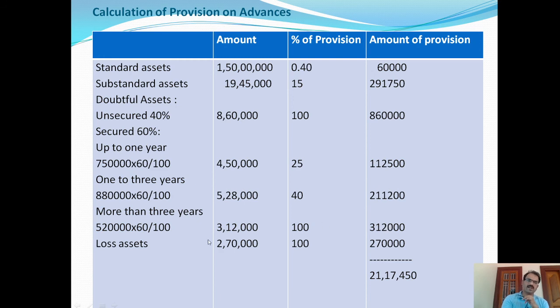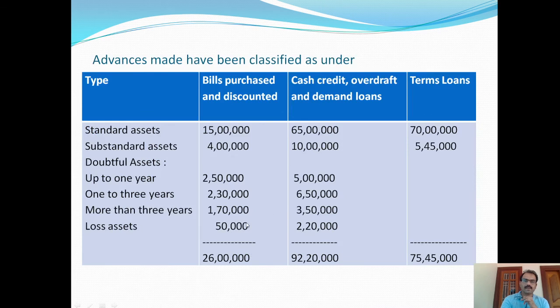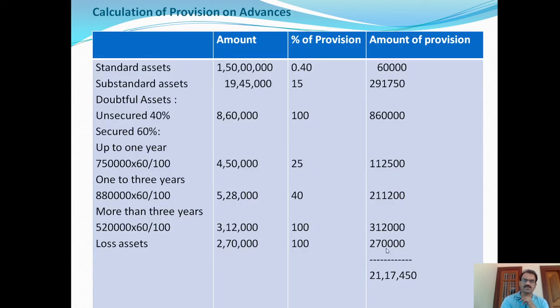3,12,000. Then loss assets. Loss assets total 50,000 plus 2,20,000, that is equal to 2,70,000. 2,70,000 loss assets, 100% provision is required. So we can calculate the total amount of provision: 21,17,450. That is the total amount of provision required for all types of assets.